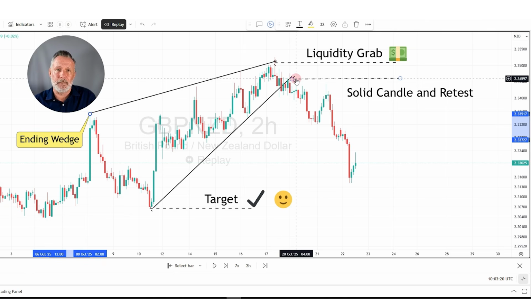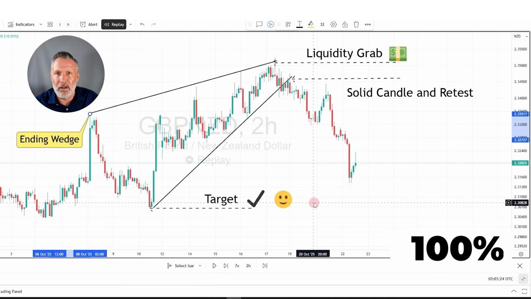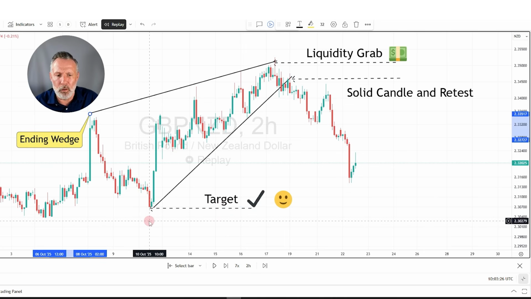So where do we target? Most traders will look at 100% of the pattern or the start of the wedge formation. The second target can be a liquidity pool at lower levels.